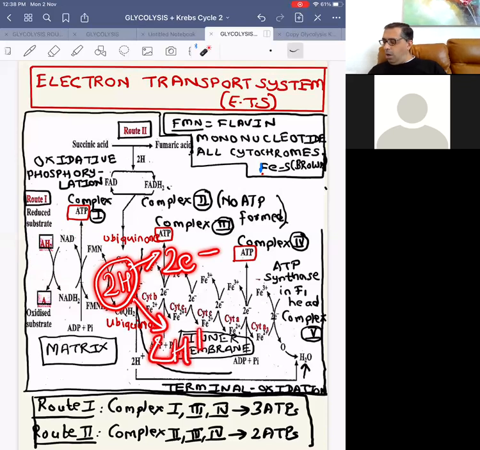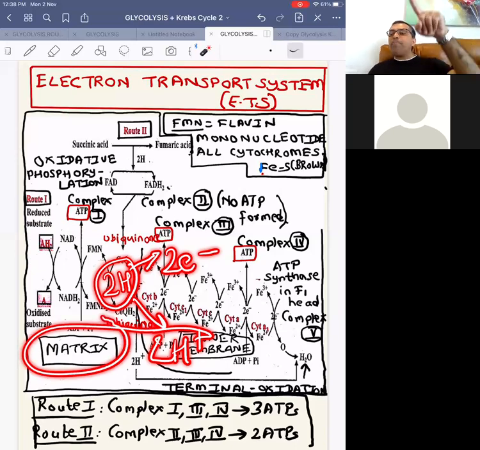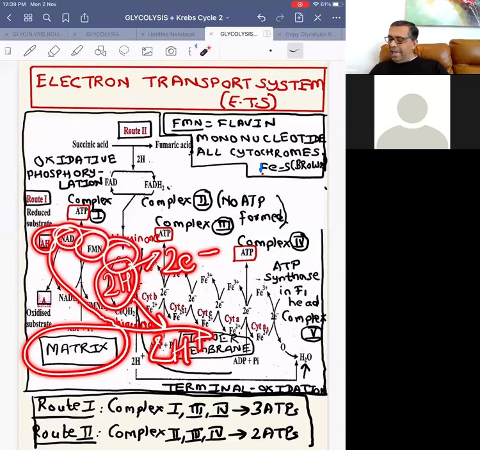And protons remain in the matrix. Protons remain in the matrix. Where did the Krebs cycle take place? In the matrix. So transfer of substrate to NAD, then to FMN, then to coenzyme Q, then 2 hydrogen split to form proton and electron. Where did this whole process take place? In the matrix.